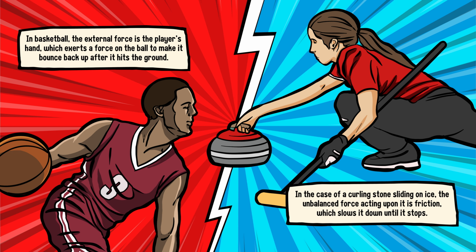In basketball, the external force is the player's hand, which exerts a force on the ball to make it bounce back up after it hits the ground. In the case of a curling stone sliding on ice, the unbalanced force acting upon it is friction, which slows it down until it stops.